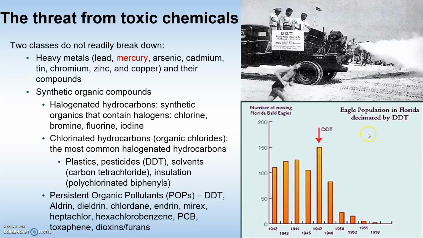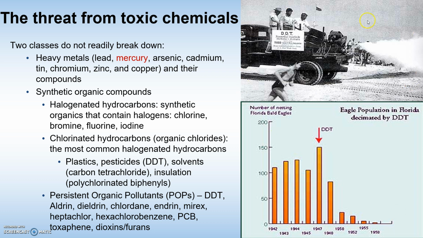This chart on the right of your screen shows the number of nesting Florida bald eagles and how the population of the bald eagles in Florida was decimated by the use of DDT. The population was above 100 and even was as high as 150 nesting eagles in 1948, and then after DDT was introduced, you can see an immediate drastic decline in the population numbers of nesting bald eagles in Florida.